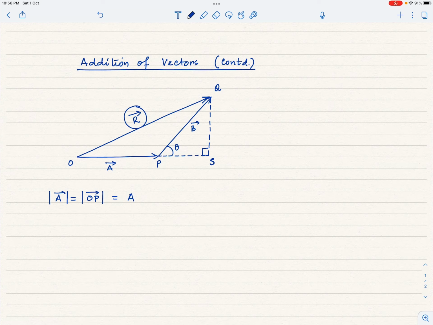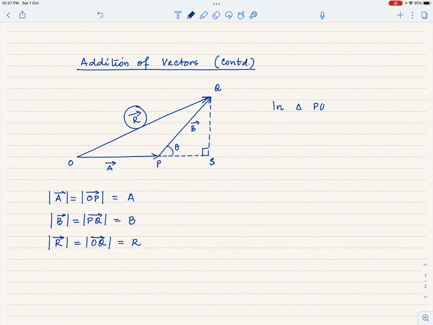Similarly, vector b, which in this figure is also the vector PQ, if we try to take the magnitude of vector b, that will be nothing but the magnitude of vector PQ, which we can also write as just b without the vector sign over it. And the same thing goes for vector r as well. Vector r, which is equal to the vector OQ, when we try to find out the magnitude of it, which is also the magnitude of the vector OQ, will be nothing but the length OQ, which we can also write as simply r.